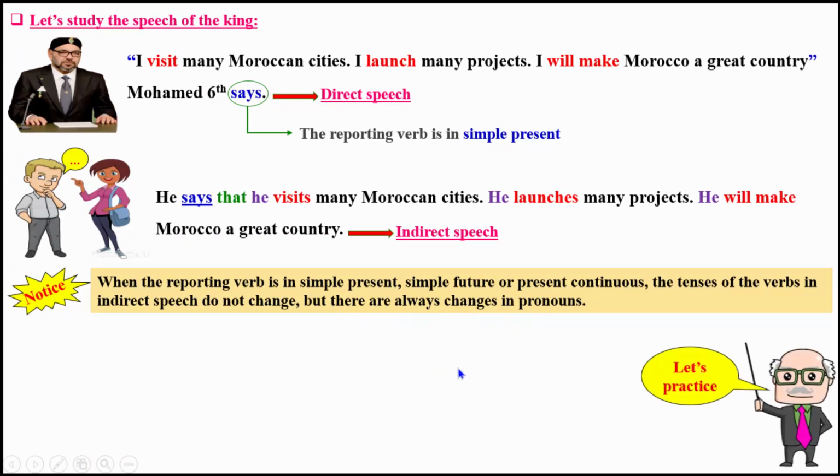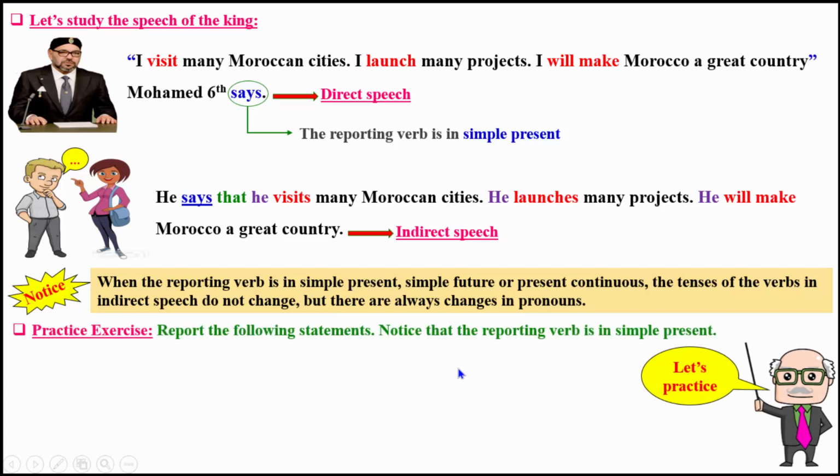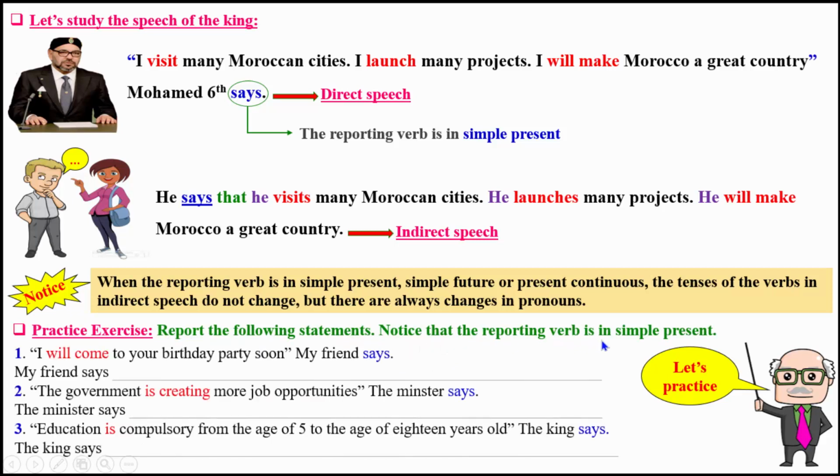Now let me give you a very simple exercise. Pause the video for a second and try this exercise. The question is, report the following statement. Notice that the reporting verb is in simple present. Remember, this is the reporting verb. So in all these examples, the reporting verb is in simple present. As you can see, my friend says, the minister says, and the king says. Remember, the tense of the verb does not change, but we have to change the pronouns if necessary. So pause the video for a second, take a pen and a paper, and write your answers.